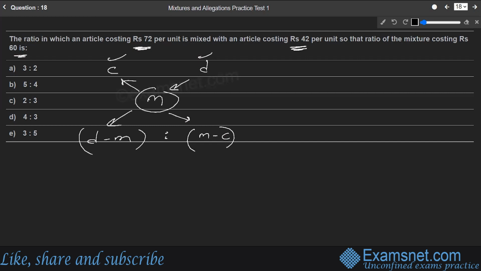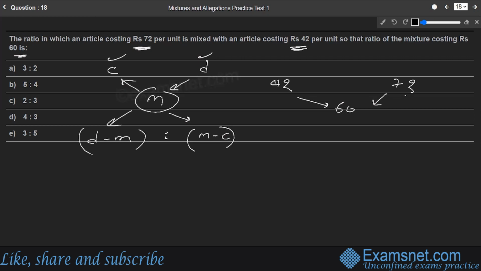Okay, so where is the cheaper quantity? The cheaper quantity is the one priced at rupees 42. The dearer quantity is the costlier one, priced at rupees 72, and they are to be mixed in a certain ratio so that the mixture costs 60 rupees. Okay, what should be that ratio?